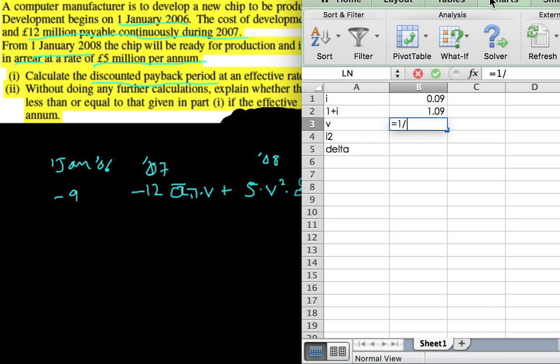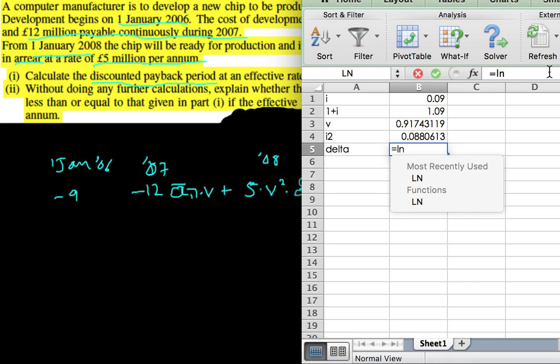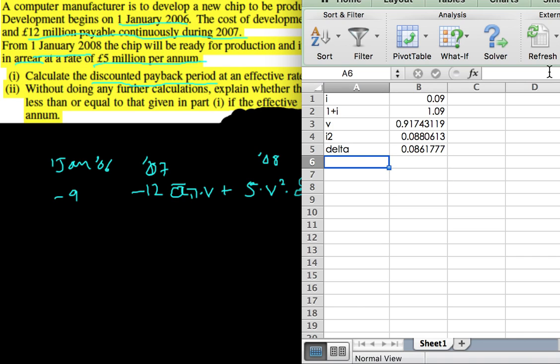v is equal to 1 divided by 1 plus i, and i2 is equal to 1 plus i to the power of 1 over 2, or a half, minus 1, all times 2. So in fact, I'll just put that inside of brackets again and say that's 2 times all of that. So that's i2, and delta is equal to the natural log of 1 plus i. So to start with, we've got an n somewhere that we don't know what it is.